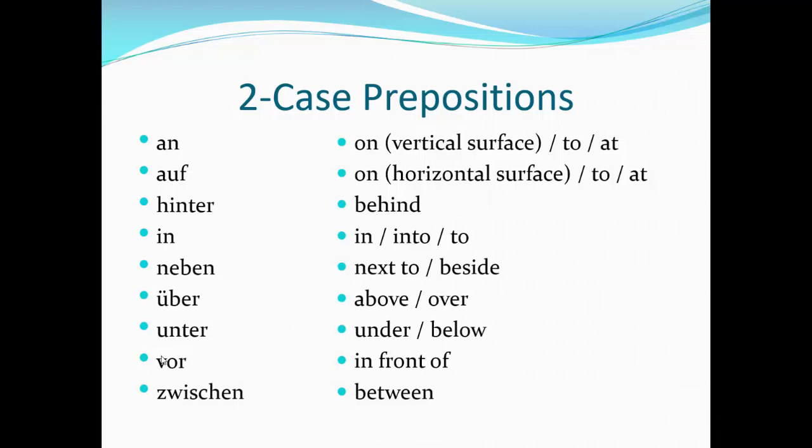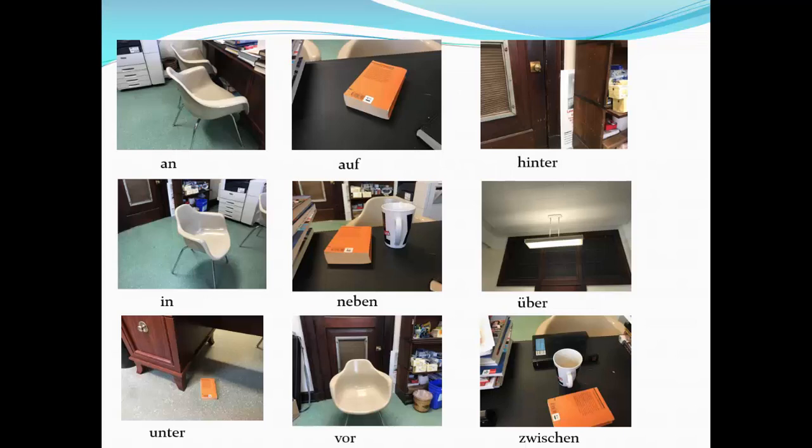But remembering the order of those prepositions and applying it to that song really helps me remember in alphabetical order what all 9 of these prepositions are. So you can see we have the German meaning on the left with the English meaning on the right. Okay, an being on a vertical surface, auf being on a horizontal surface, hinter being behind, in being in or into or to something, neben being next to or beside something, über being above, unter being below or under, vor meaning in front of, and zwischen being between. So let's look at these images here.